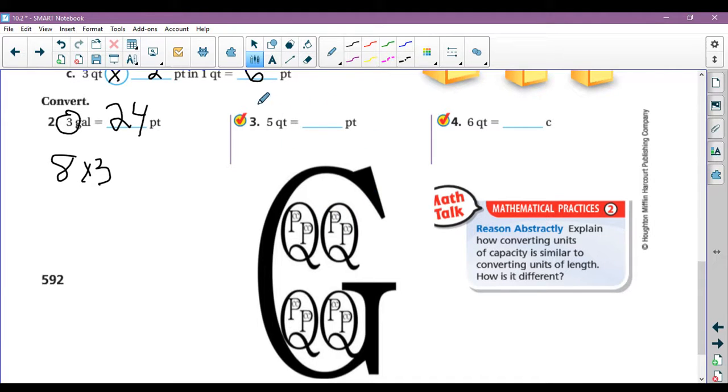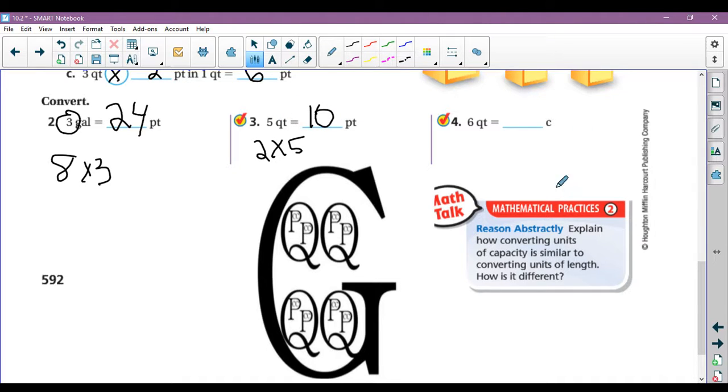Okay, so now the next one, we're doing quarts to pints. Okay, so once again, now we want to know how many pints are in 1 quart. So if you take a look, how many pints are in 1 quart? There's 2 because there's 2 P's inside the cube. So 2. Now we want to know how many there would be in 5 quarts. So just multiply by 5. And there are 10 pints in 5 quarts.